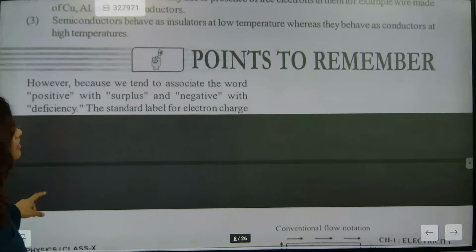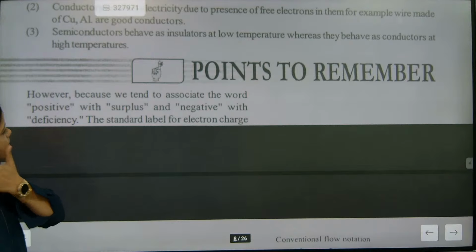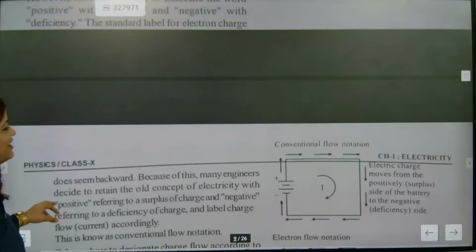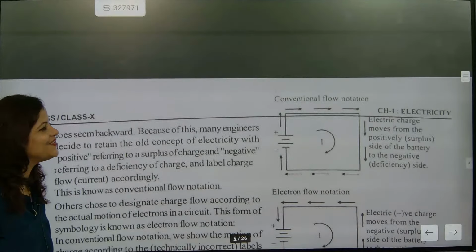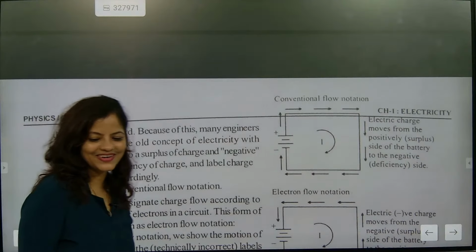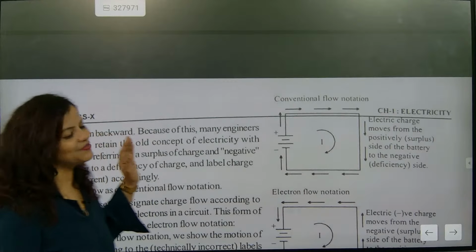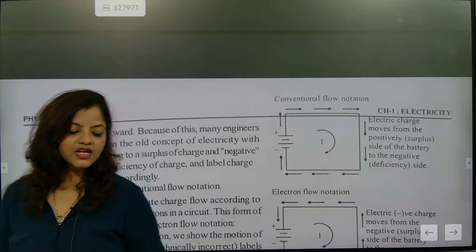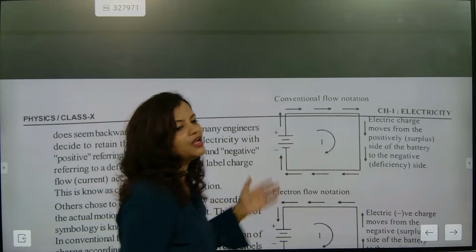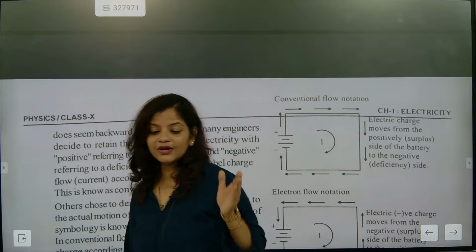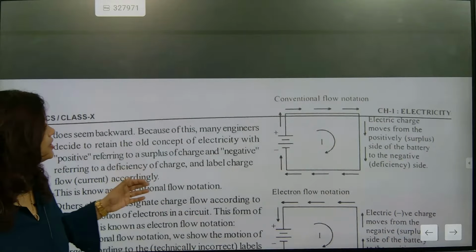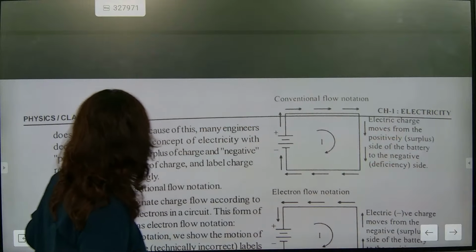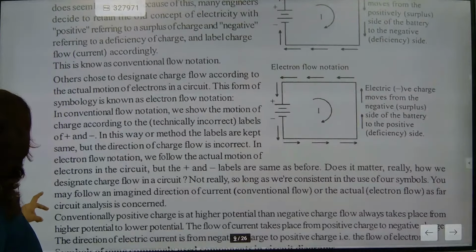So what we have learned here is, because we tend to associate the word positive with surplus and negative with deficiency, there is a controversy of understanding. We have to understand this section with clarity: the flow of current is from positive to negative, and the flow of electrons is from negative to positive. Well done. Now look here, electron charges move from the surplus side, so it is all because of that.